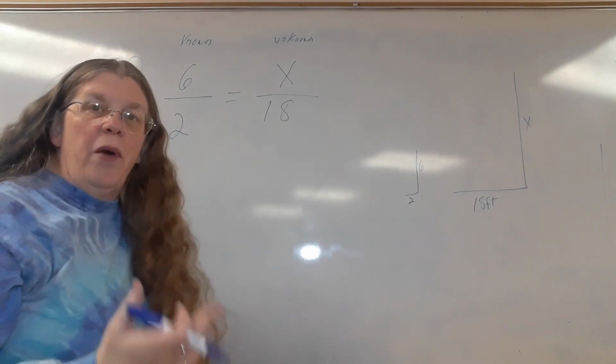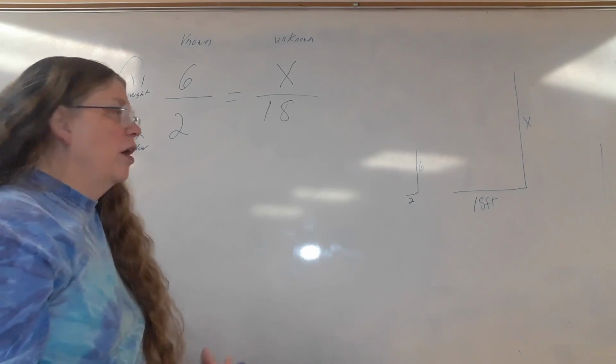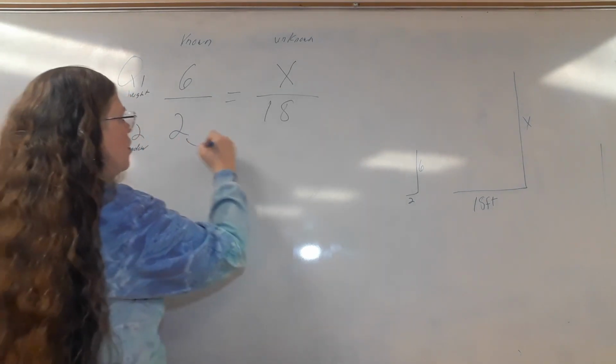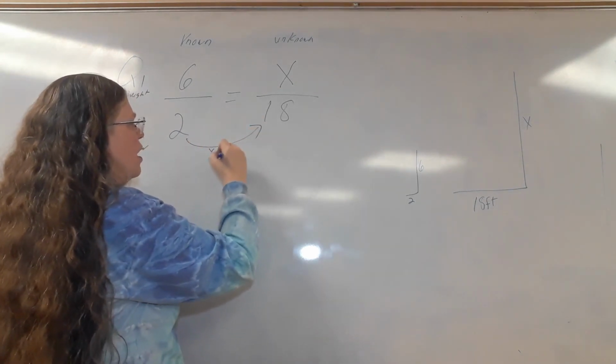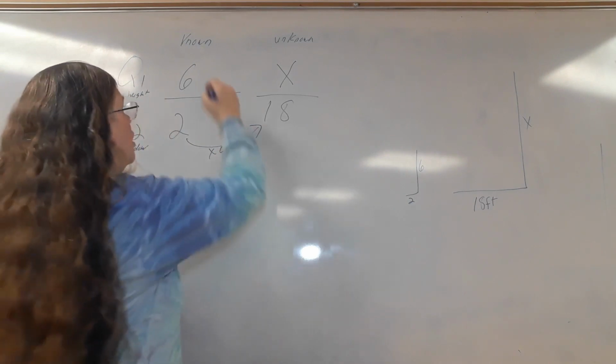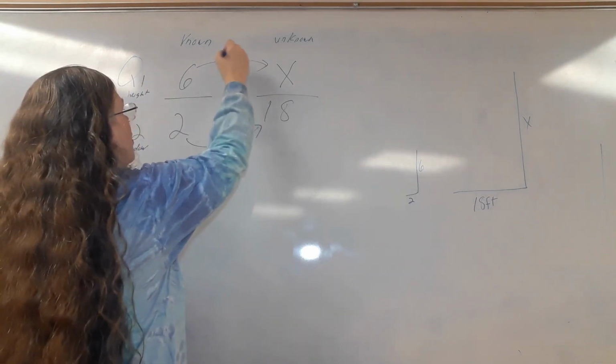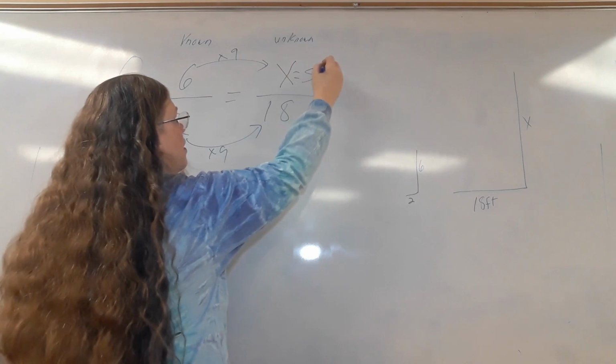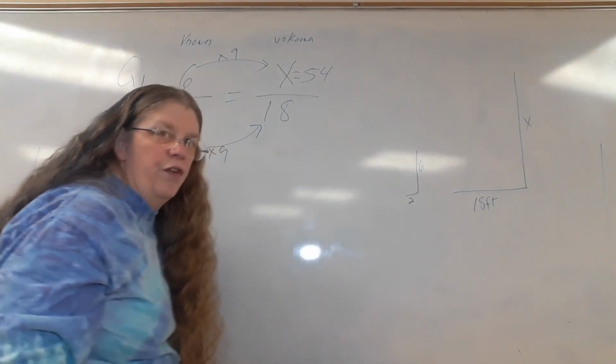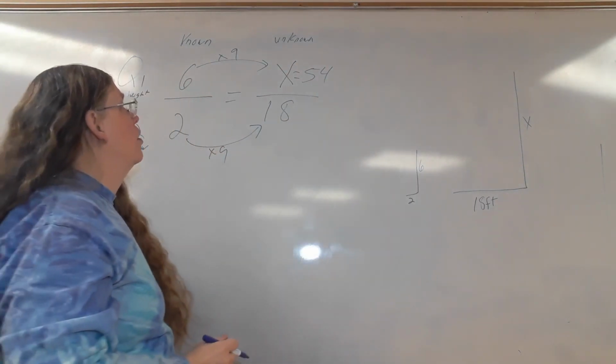What I do is I look for patterns. Okay? In this case, 2 times 9 is 18. So that means 6 times 9 is x. So x is 54. Okay?